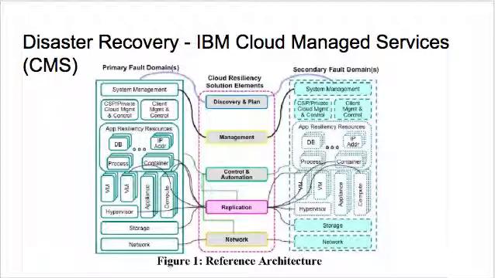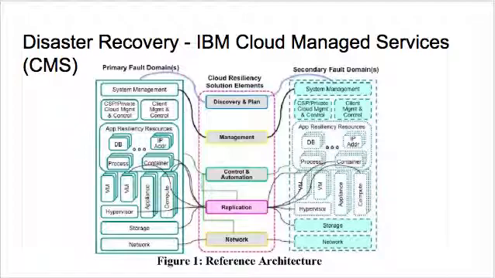As you can see, there are 5 key elements in the disaster recovery engine: discovery and plan, control and automation, management, replication, and networking, all of which play a certain role in replicating the infrastructure. For the sake of this video, we are going to be discussing discovery and plan, management, and replication.